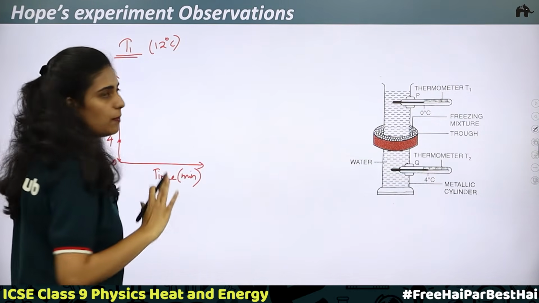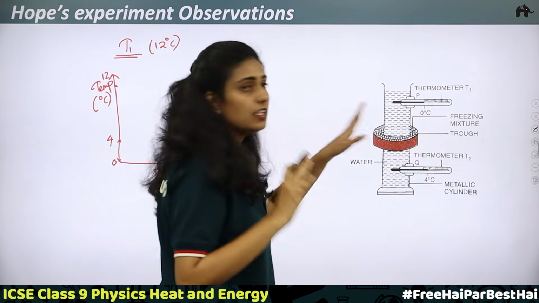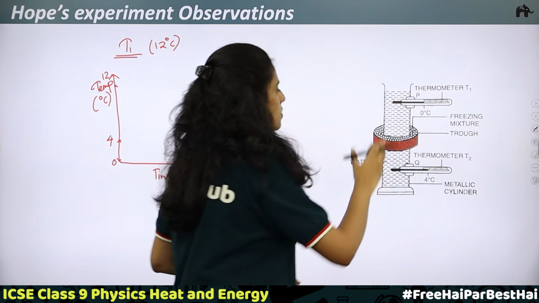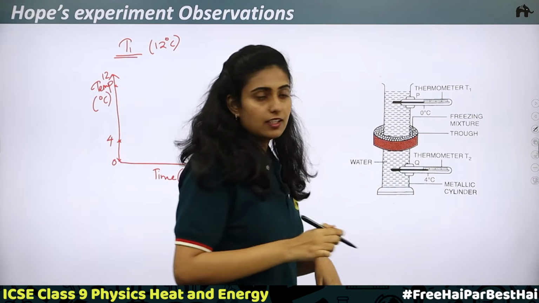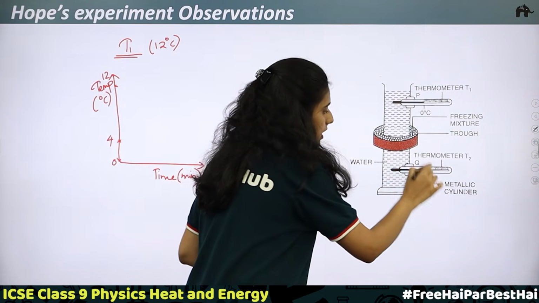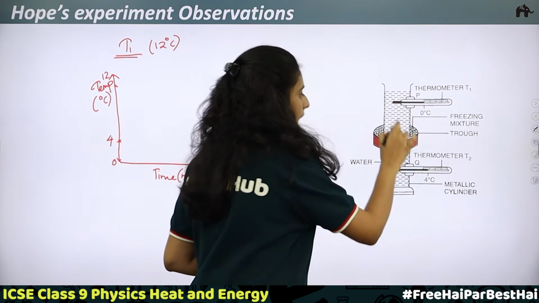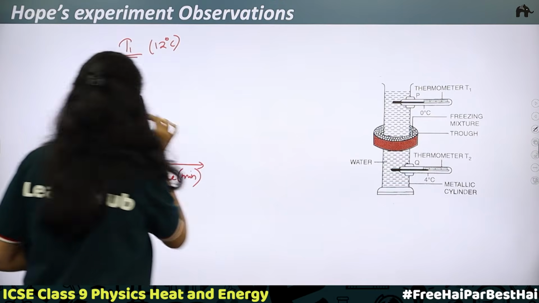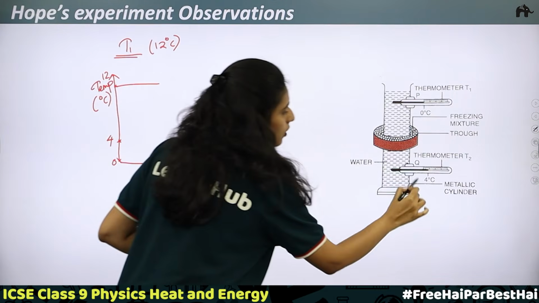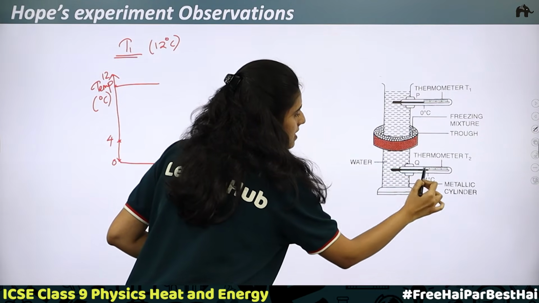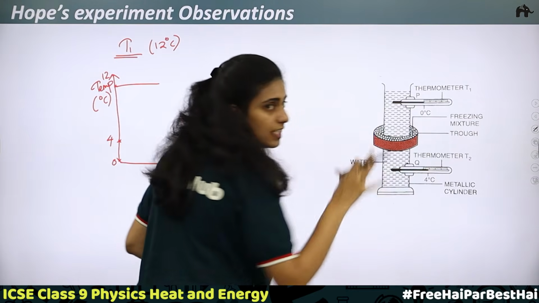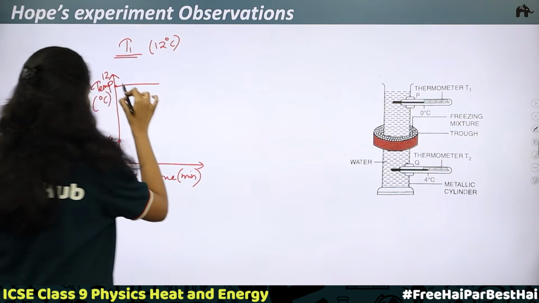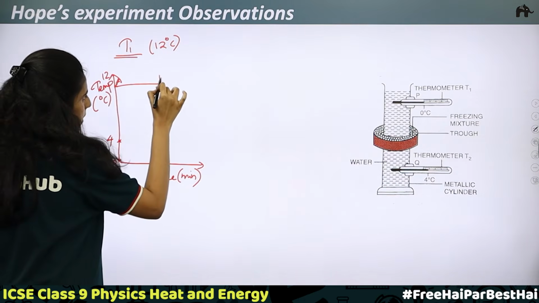So initially what is happening? Initially both are at the room temperature which we have taken 12 degrees Celsius. Initially you can see that the temperature of T2 is falling. At that time T1 will remain the same. It will be at 12 degrees Celsius. Till 4 degrees Celsius is the temperature, the steady temperature is reached in T2. So this region we'll call AB.